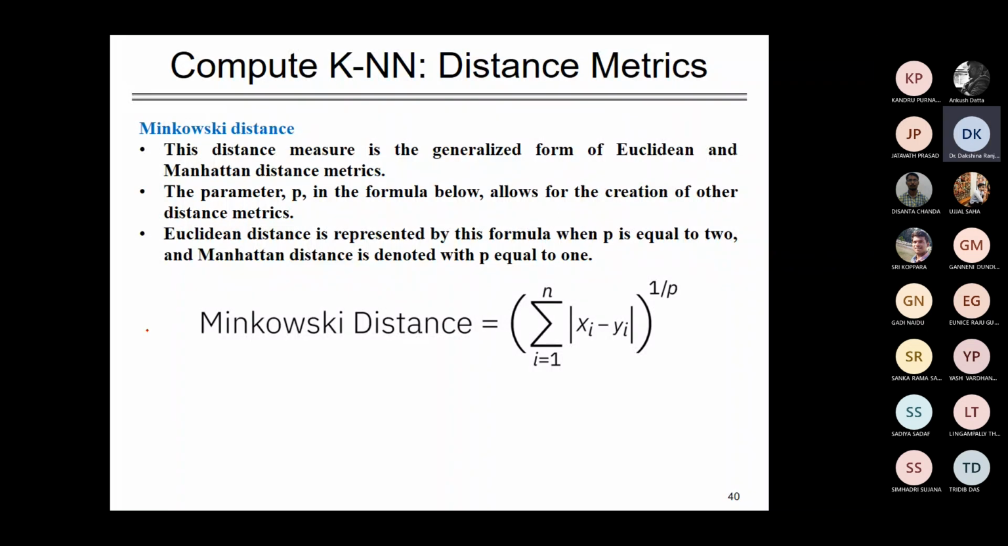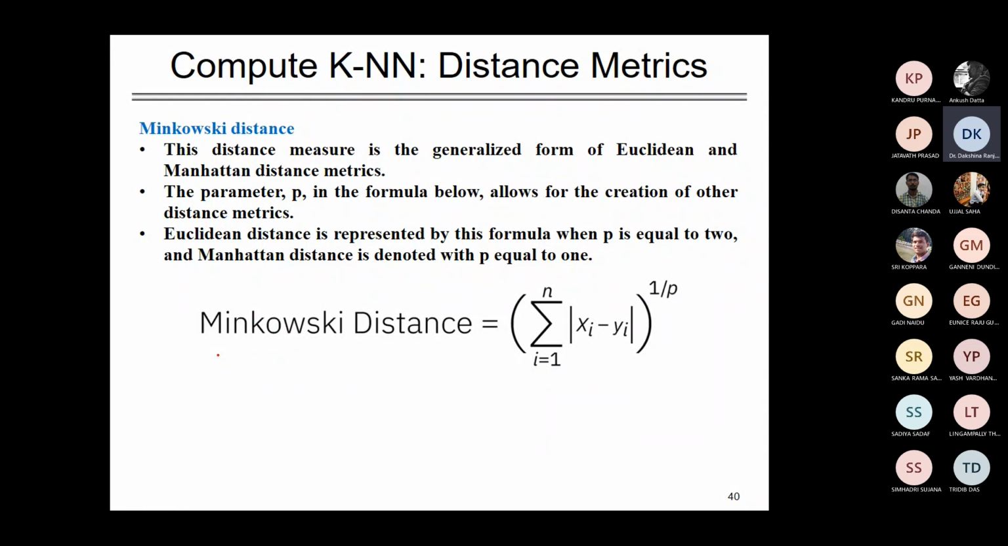The next distance matrix is Minkowski distance. This distance measure is the generalized form of Euclidean and Manhattan distance matrix. Here the parameter p in this formula allows for the creation of other distance matrices. So here is how we consider this parameter p. We are taking the 1 upon p, and this will define this distance matrix as the generalized form of Euclidean and Manhattan distance matrix.